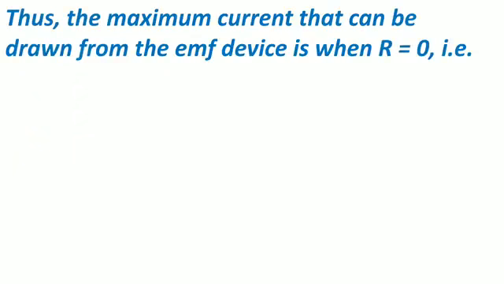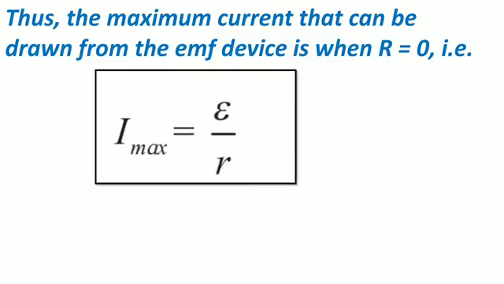The maximum current that can be drawn from the EMF device is when the external resistance is equal to 0. If there is no external obstacle, the current will be at its peak value. So I max is equal to epsilon upon small r only, because capital R has been taken as 0. This is the condition of R when you can get the maximum current that can be drawn from the EMF device.